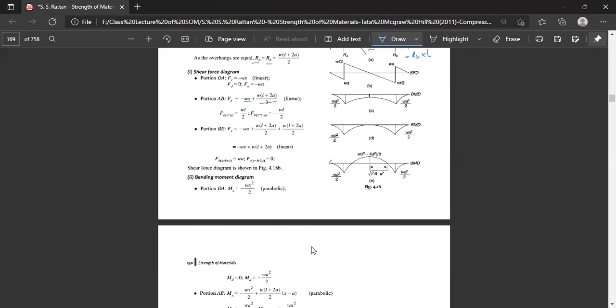Plus, we add the moment of the reaction at the point A. The reaction is equal to W into (L plus 2A) divided by 2, and it is acting at a distance x minus A. So the bending moment between the portion A to B becomes minus Wx squared by 2 plus W into (L plus 2A) by 2 into (x minus A), which is parabolic in nature.